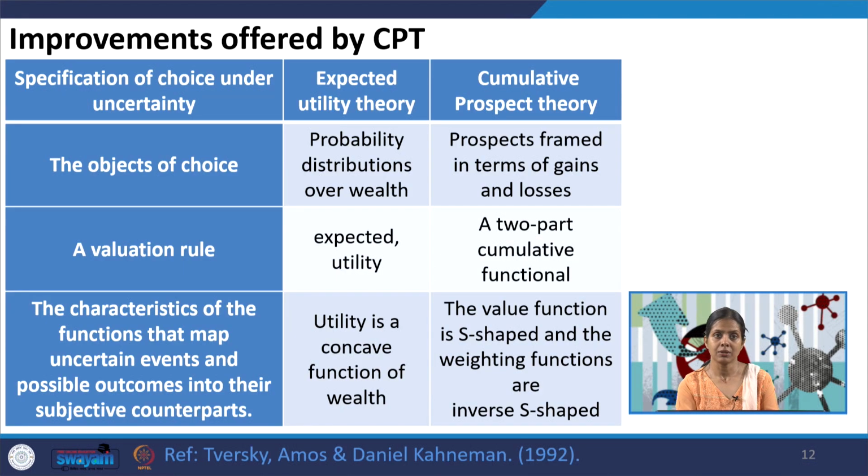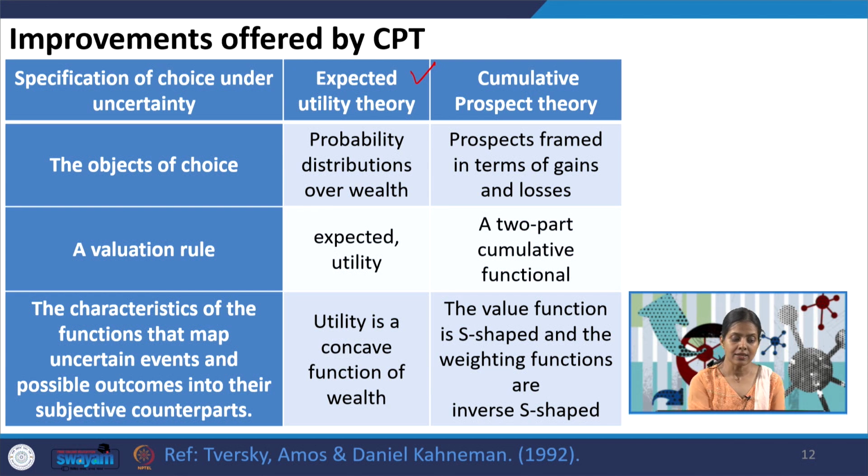Now, again we get back to the improvements offered by CPT. It is summarized here. We compared it with the expected utility theory or EUT. The comparison can be under 3 dimensions, or we can consider 3 different aspects. First of all, the objects of choice. In expected utility theory, probability distributions over wealth are basically the objects of choice, while in cumulative prospect theory, prospects are framed in terms of gains as well as losses.